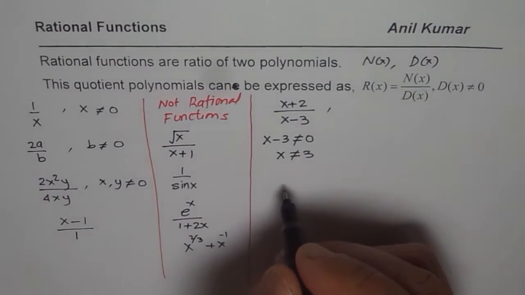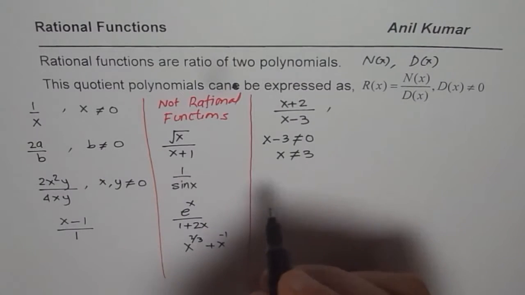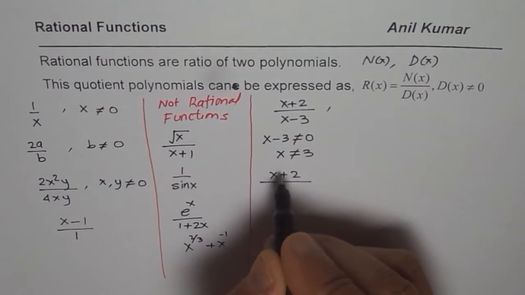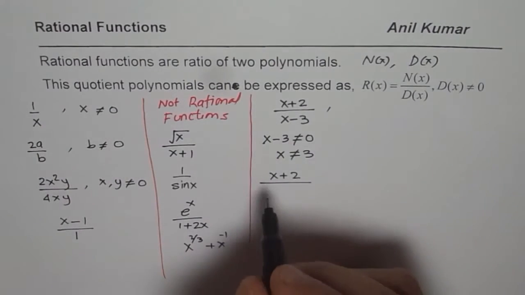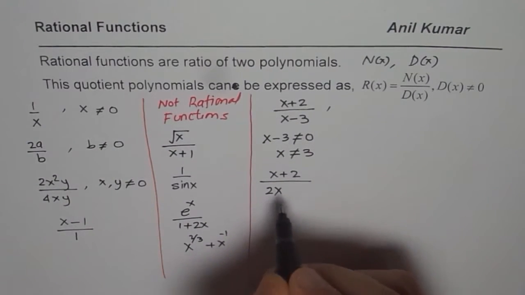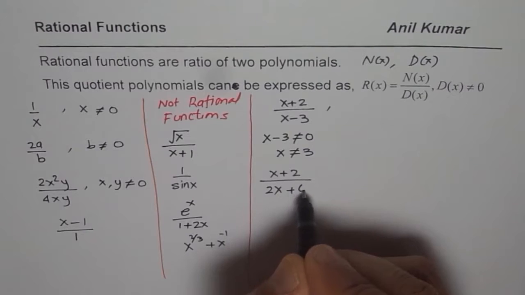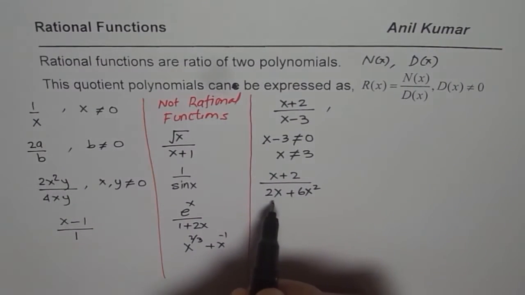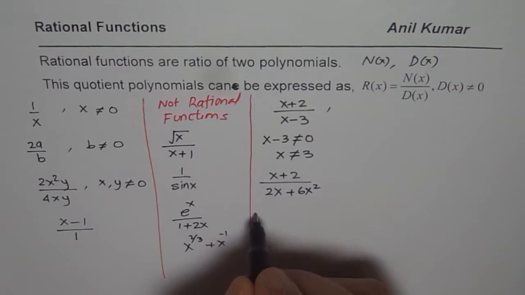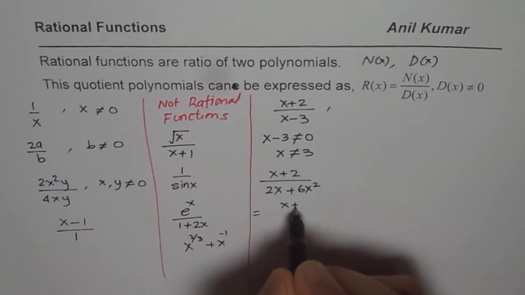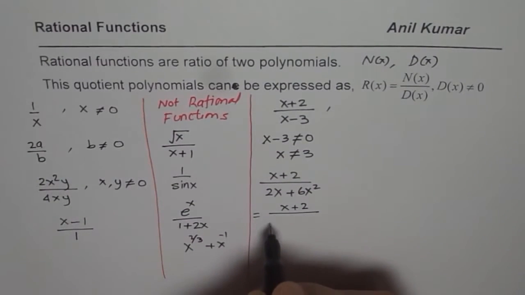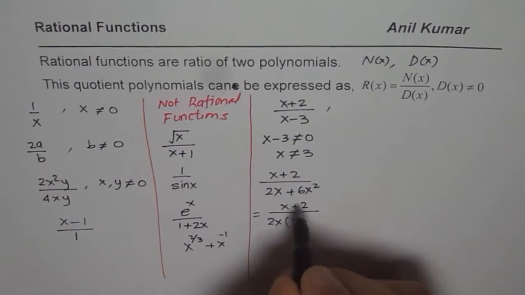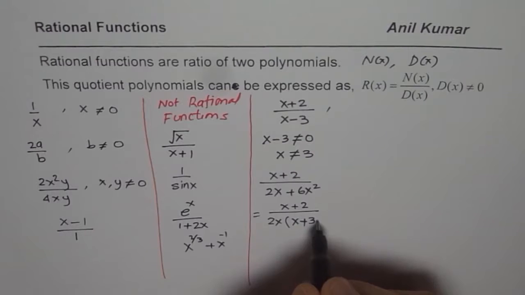If I have a quadratic function or a complicated function, for example, x plus 2 over, instead of x minus 3, let us say we have 2x plus 6x squared. In that case, we can actually factor the denominator, right? So we could write this function as x plus 2 divided by, we could take 2x common, and we get x plus 3x.